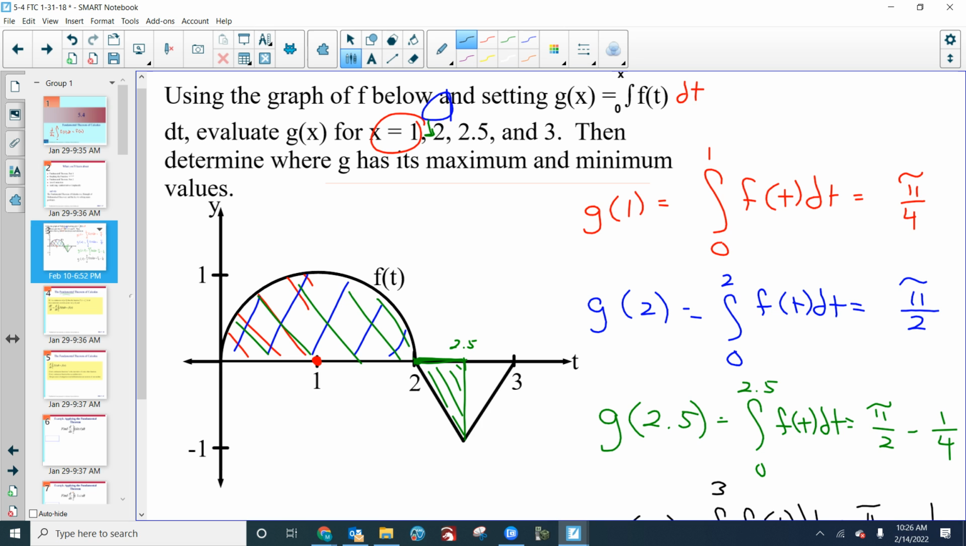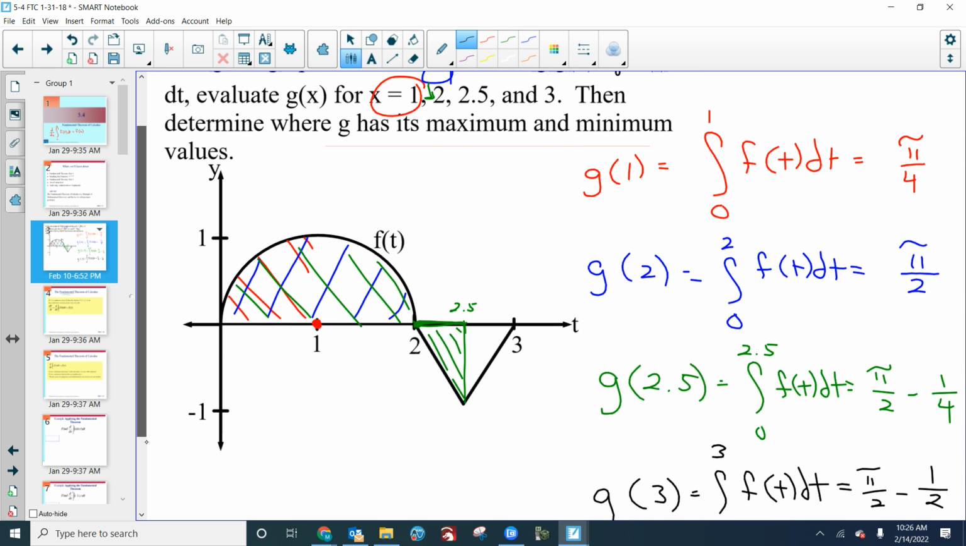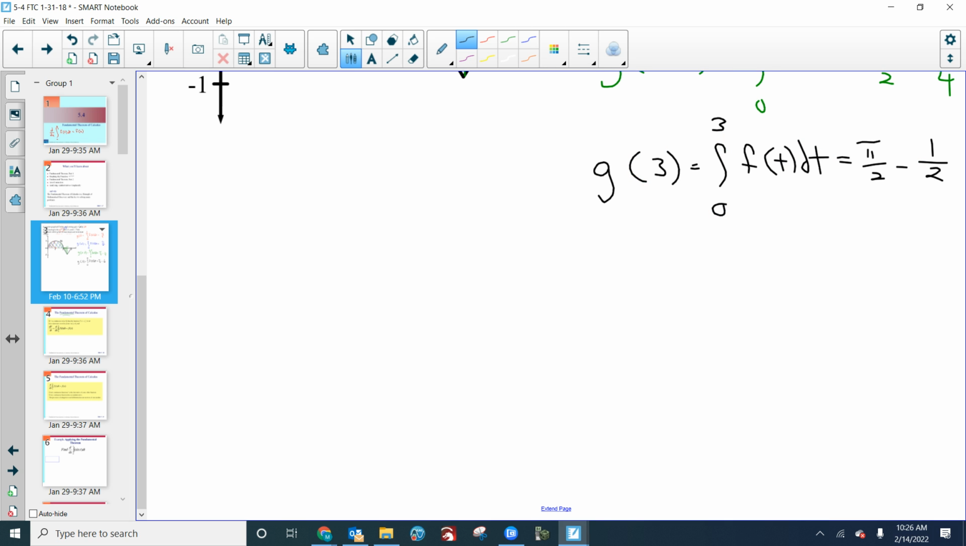Ooh, now it's getting spicy. Determine where G has its maximum and minimum values. Ooh, wait a minute. This sounds like a first derivative test, doesn't it? Maximum. Help me out. G will have a max when G prime changes from positive to negative.